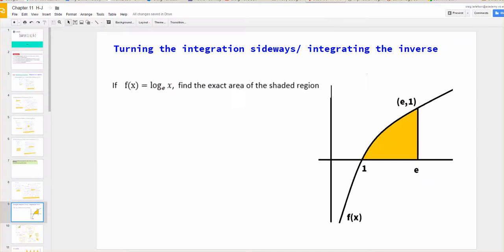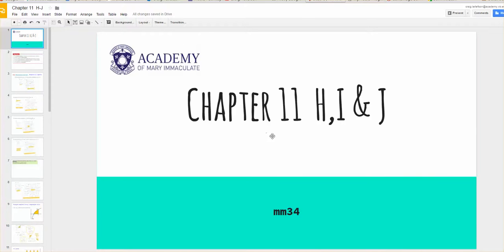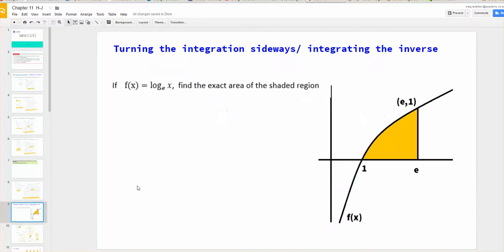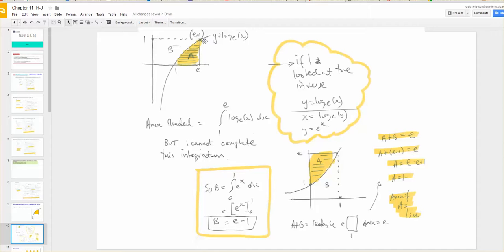Now, this comes out of our class notes when we were in chapters H, I and J, and it's called turning the integration sideways or integrating the inverse. If I was looking for this area here, the area underneath this logarithm, I can't actually do it. So what I do instead is I'm looking for A, but I can't find A. So I look for the inverse. This is the inverse. I can use some mathematics to find B, and then from the rectangle, which is this large rectangle, once I know B, I can find A by minusing it from the large rectangle. So I take the inverse, I integrate the inverse, and then I look for similar regions, similar areas.